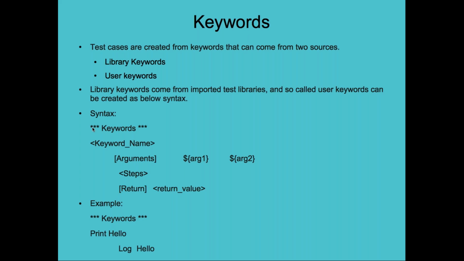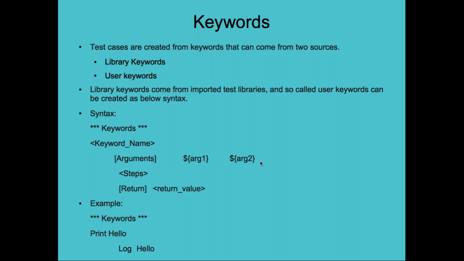So for that, the syntax is the same as settings and variables: triple star, keywords, and triple star. Then the keyword name, which you can specify, and arguments. If you want to take any arguments for that keyword, you give them like this: square bracket, space, argument, close square bracket, and again two or more spaces. Arguments you can specify as dollar of argument, dollar of argument. You can specify any number of arguments. Between these two arguments we have to give two or more spaces.